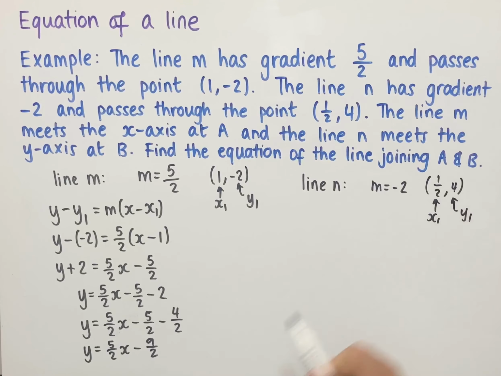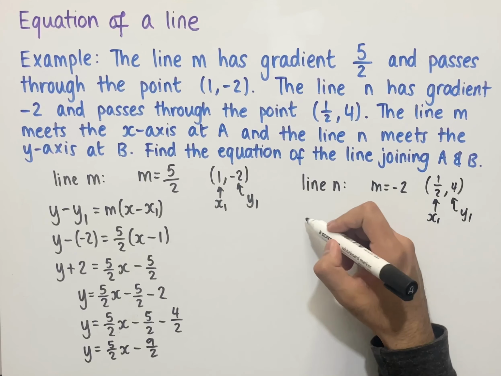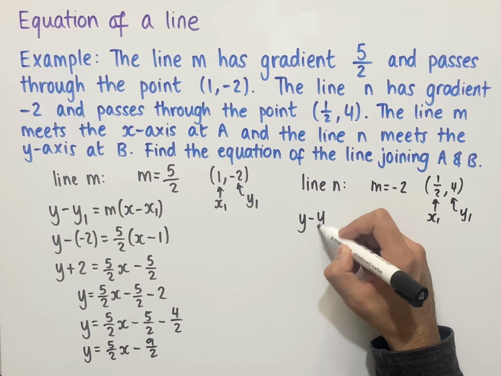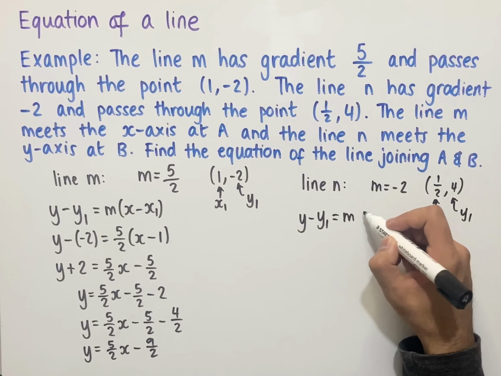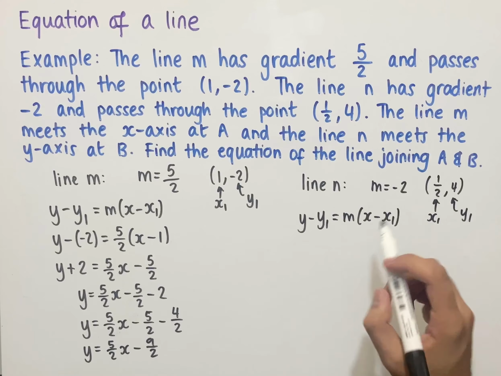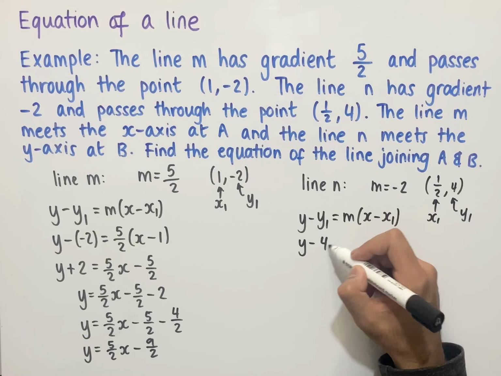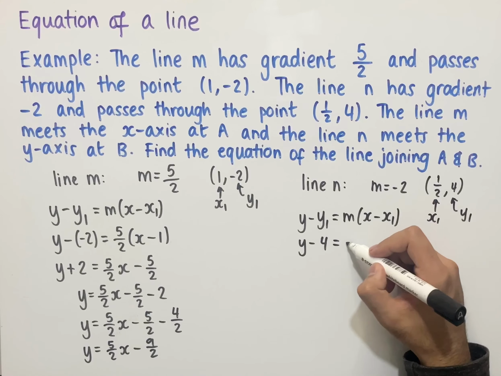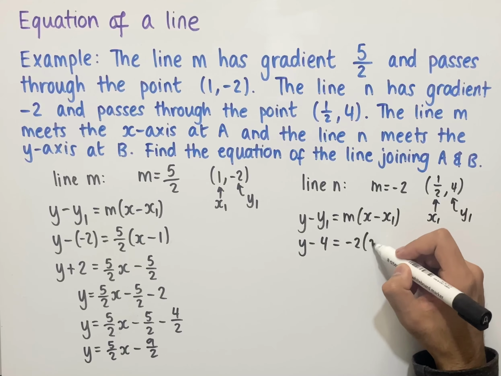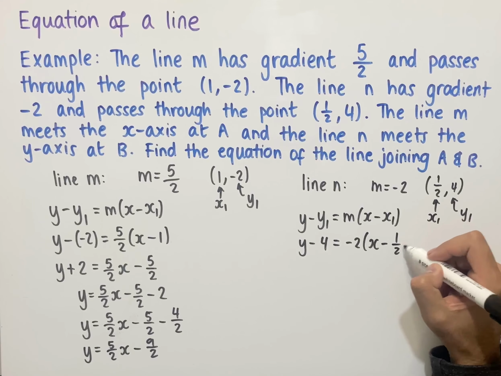And then using this equation to work out the equation of the line n, we have y minus y1 equals m brackets x minus x1. Now substituting our values in, we get y minus 4 equals m, which is minus 2, and then in brackets x minus x1, where x1 is equal to a half.